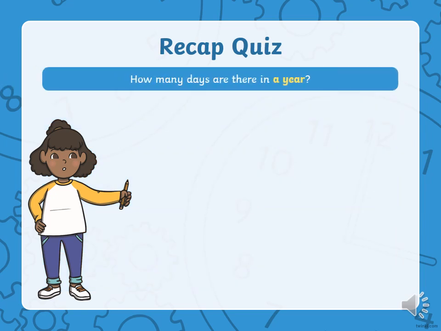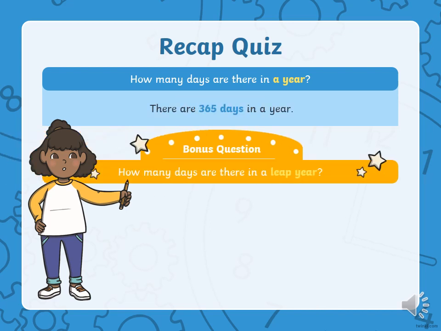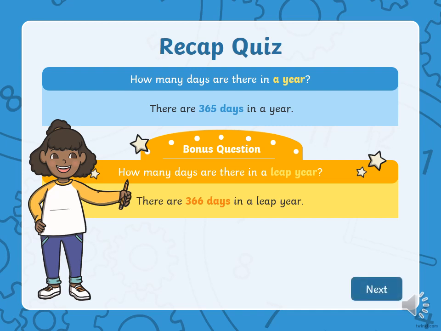How many days are there in a year? There are 365 days in a year. Bonus question. How many days are there in a leap year? There are 366 days in a leap year. Have a think for a minute. What is a leap year? Do you guys remember?